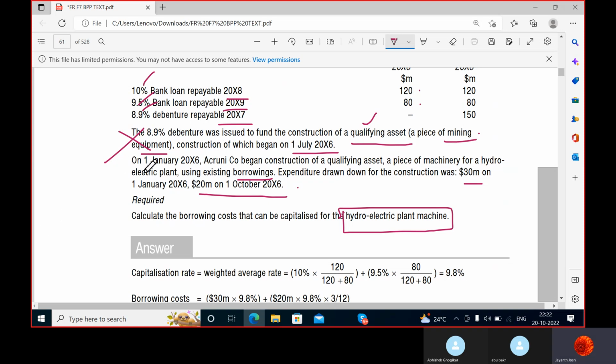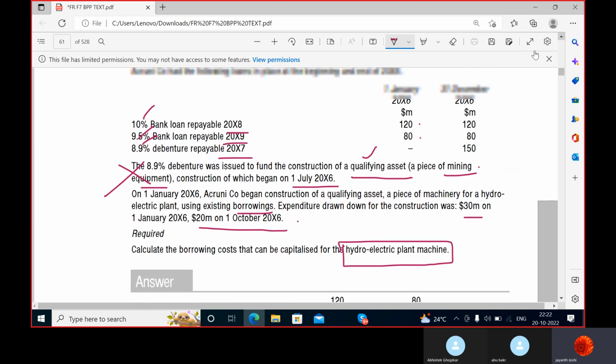We are not concerned with that because they are asking us to find the borrowing cost only for the hydroelectric plant machine. So since the 8.9% debenture is not used, what is used? Either the 9.5% bank loan or the 10% bank loan repayable in 2008. And they are also saying that on 1st January, 30 million was used, and on 1st October, 20 million was used.